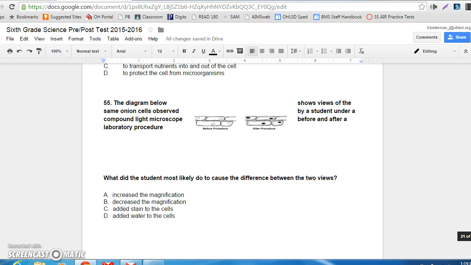55. The diagram below shows views of the same onion cells observed by a student under a compound light microscope before and after a laboratory procedure. What did the student most likely do to cause the difference between the two views? A. Increase the magnification. B. Decrease the magnification. C. Added stain to the cells. D. Added water to the cells.